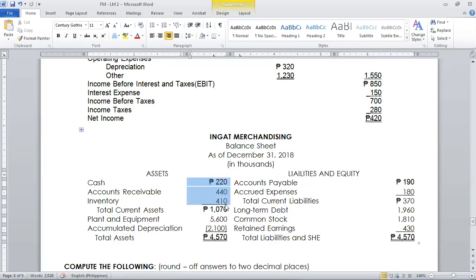That would work if the beginning balance is given. Let's say, for example, we have two balance sheets, one as of December 31, 2017. Then we can use the beginning plus ending divided by 2 for the balance sheet accounts. But in this case again, we only have one balance sheet account. That's why we're going to use it immediately. We don't need to average this one because this will be our average amount already.